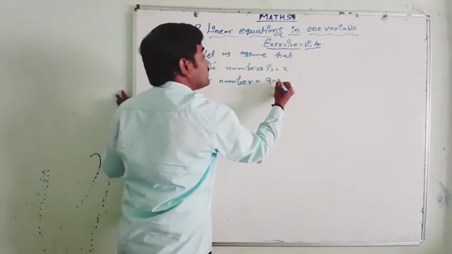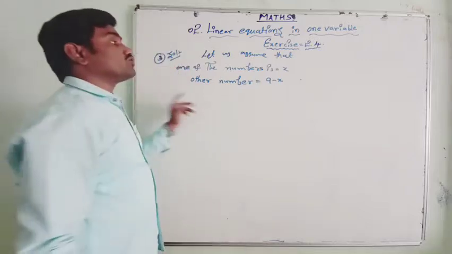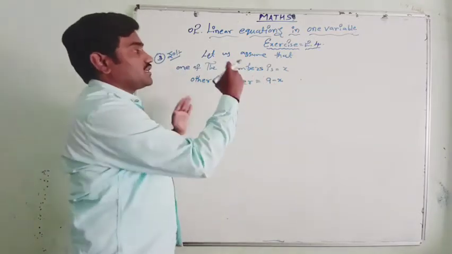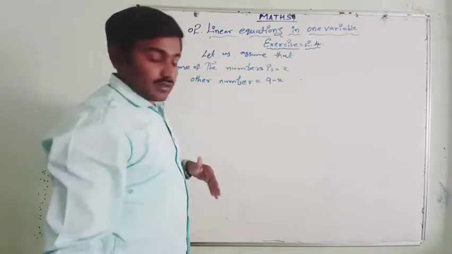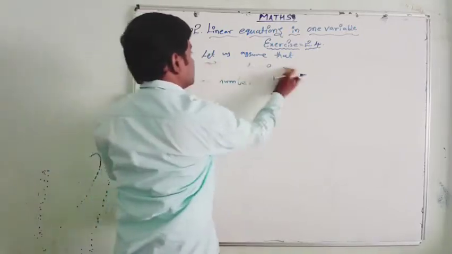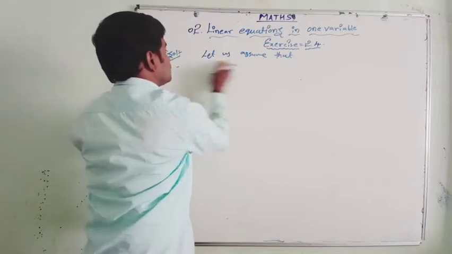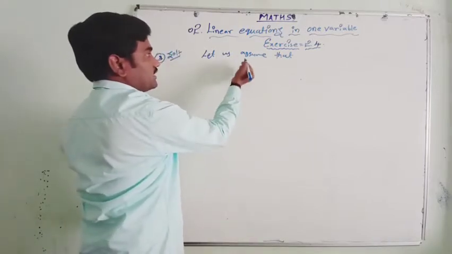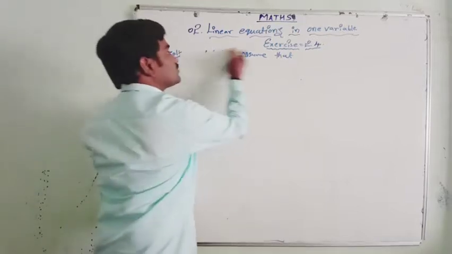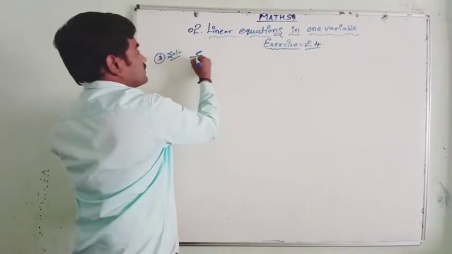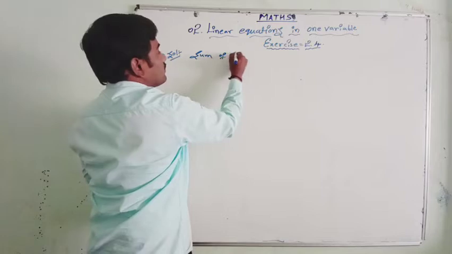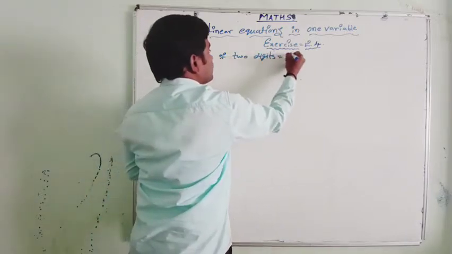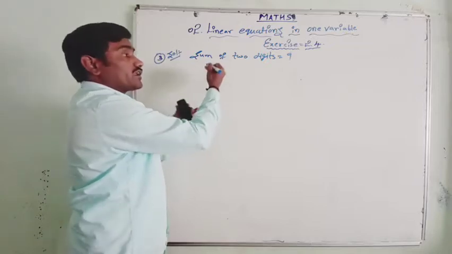equals 9 minus x, because the sum of the two digits is 9. Let us assume there are 2 digits. The sum of the 2 digits is 9, as they have already given. So we don't know what the 2 digits are.